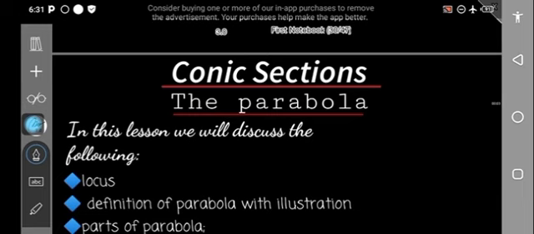This video is a tutorial on a particular conic section called the parabola. At the end of this lesson, learners should be able to define parabola, identify different parts of the parabola, write the equation of a parabola having its vertex at origin, and identify the eccentricity of a parabola as 1.